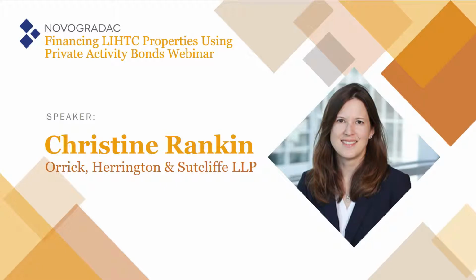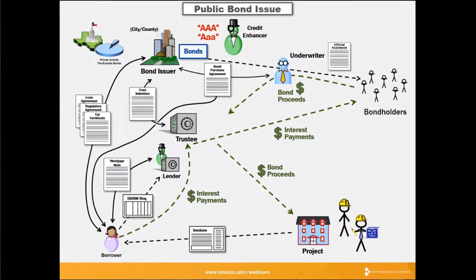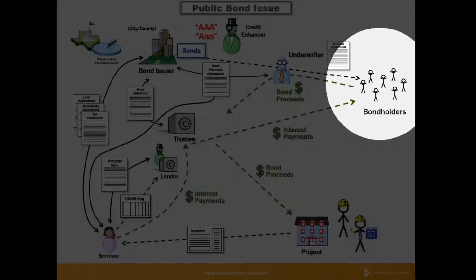What we're contrasting here is a public bond issue versus a privately placed bond issue. And what we mean by public versus privately placed is who the bonds are offered to. In this slide, they're offered to the general public. So, you or I or our extended families could technically buy one of these bonds.